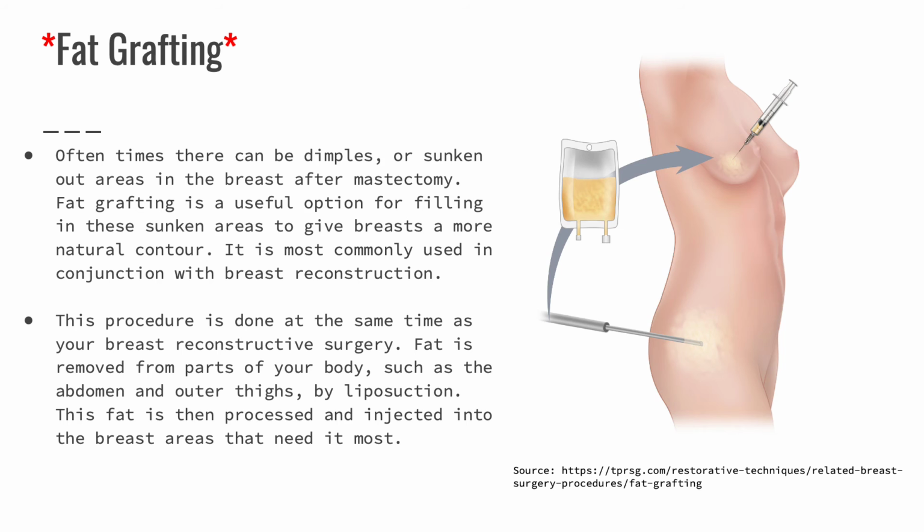Oftentimes, there can be dimples or sunken out areas in the breast after mastectomy. Fat grafting is a useful option for filling in these sunken areas to give breasts a more natural contour. It is most commonly used in conjunction with breast reconstruction. This procedure is done at the same time as your breast reconstruction surgery. Fat is removed from parts of your body, such as your abdomen and outer thighs, by liposuction. This fat is then processed and injected into the breast areas that need it most.